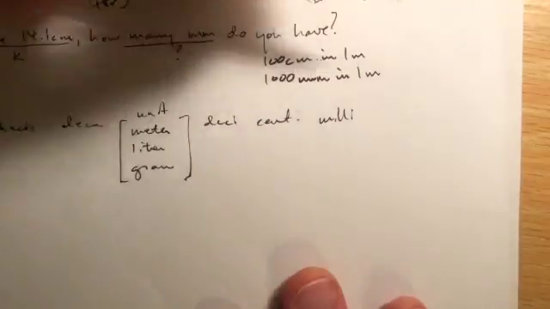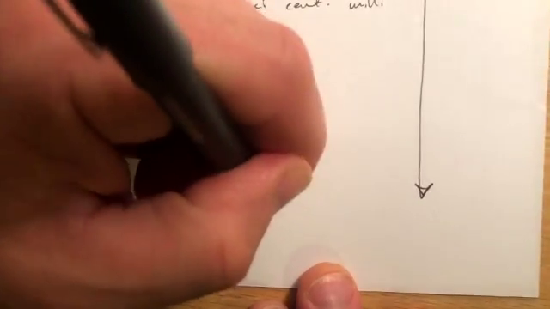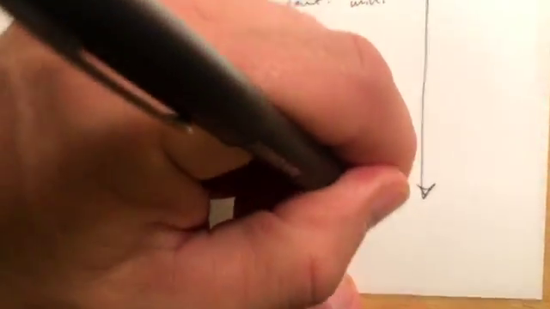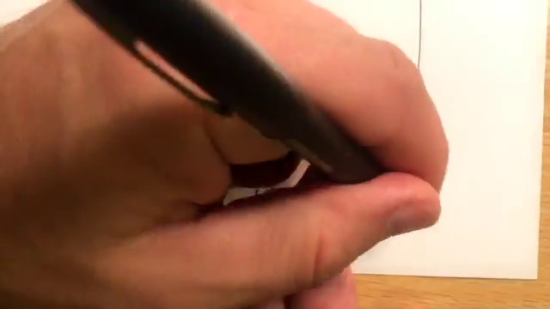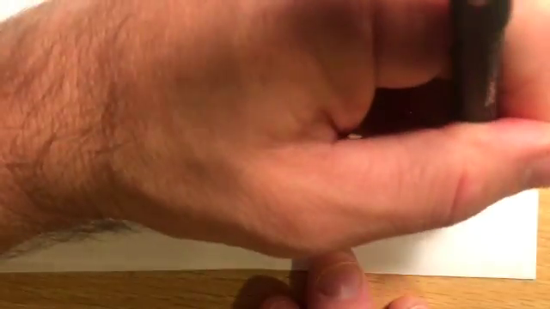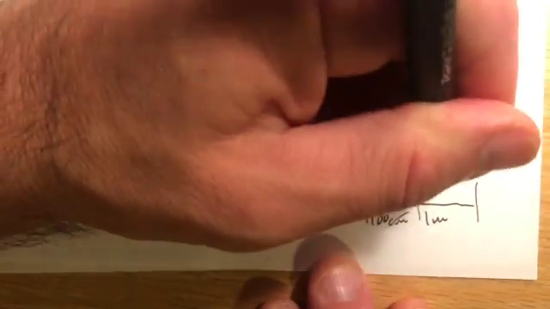So I'm going to go, I'll do it down here. So I'm going to go x millimeters equals 14.1 centimeters. And I want to get rid of centimeters. So 100 centimeters equals 1 meter. But that gives me meters. I want to know how many millimeters I have, so I'm going to use another conversion factor. 1 meter equals 1,000 millimeters. Just make a bunch of squiggles for the 2 m's.